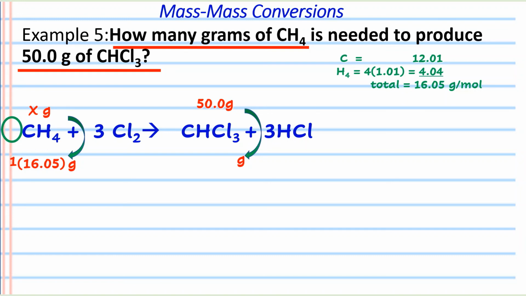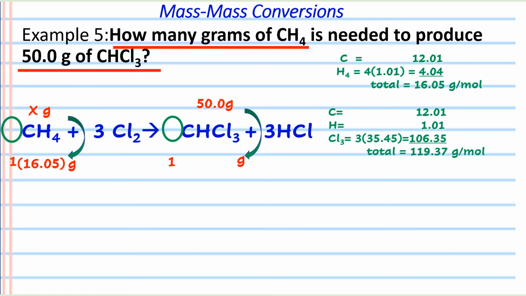Now let's go over to the CHCl3. Its coefficient is understood to be 1 because there's nothing written, so we're going to bring the 1 down, and we're going to need to find the molar mass of CHCl3. So carbon has a mass of 12.01, hydrogen has a mass of 1.01, and there are 3 chlorines, so we're going to multiply chlorine's mass by 3, and then we're going to find the total. And that comes out to be 119.37 grams per mole. So that number is the mass, and it's going to go underneath the CHCl3 in the balanced equation.